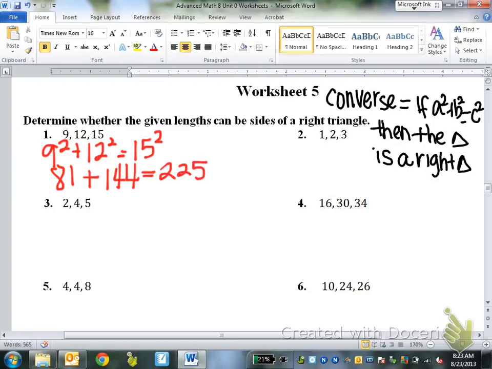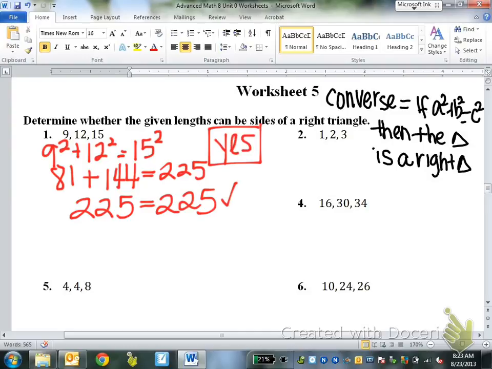I have all the perfect squares up here for you, so you can go ahead and use those to check. But then we actually have to do a little bit of addition. So let me give myself some more room here. Okay, guys, what is 81 plus 144? 225? So then we get 225 equals 225. Is that a true statement? Yes, it is. So do we have a right triangle? Yes. So we would say yes, it is a right triangle. That's our answer. Make sure you box it.